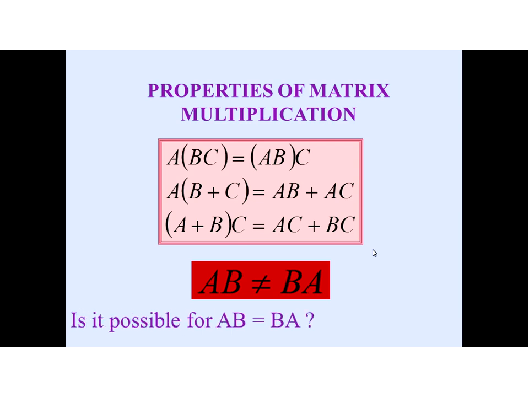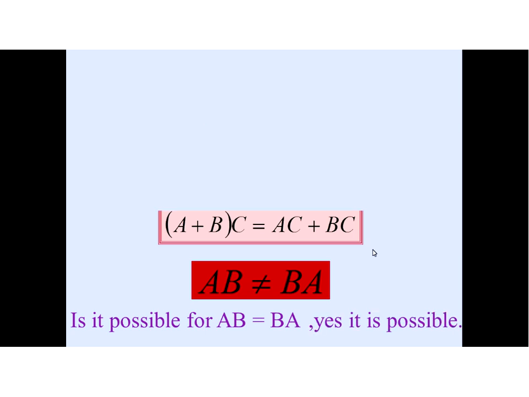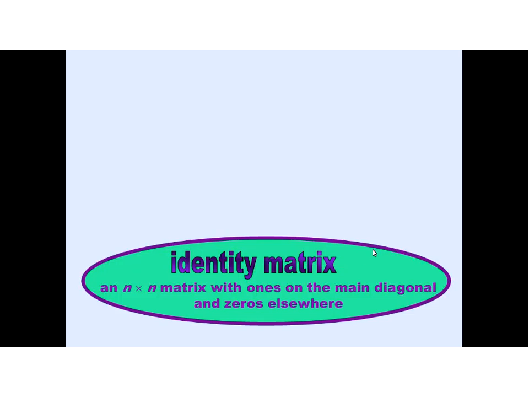Is it possible for AB to be equal to BA in matrices? We say that in certain particular cases it may be possible, but in general it is not possible. Yes, it is possible only for certain cases. Identity matrix. An N cross N matrix with 1 on the main diagonal and 0 elsewhere is called the identity matrix, in which the main diagonal is 1 and the rest of the entries are 0.